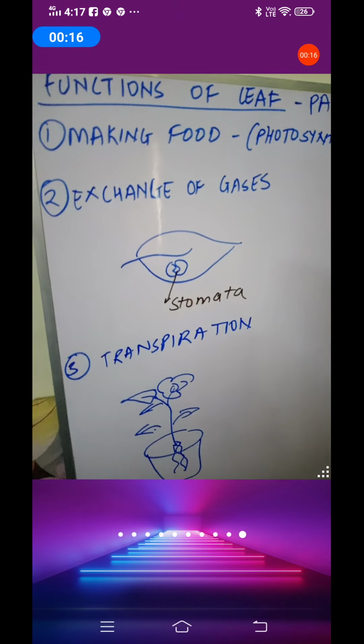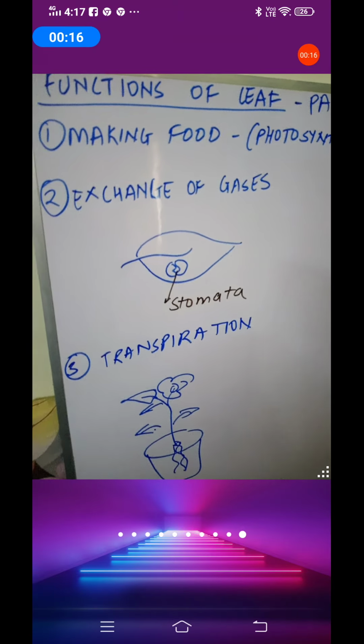See, there are small holes or pores on the leaf. These holes actually look like this. Let me just show you. They all look like this. Through these holes, which are first of all called stomata, the exchange of gases takes place. Exchange of gases means during the process of photosynthesis, CO2 is coming in and oxygen is going out.